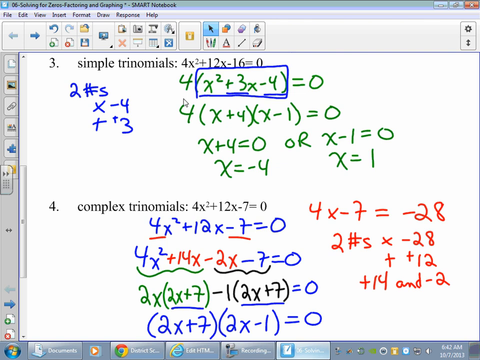So once we've got the 4 out, I'm looking for two numbers. I wrote this over here. Two numbers which multiply to the negative 4 on the end and which add to the 3 in the middle. They are positive 4 and negative 1, and that's what fills my brackets. Same argument as before: the 4 can't be 0, so one of the other two must be, and solve them.